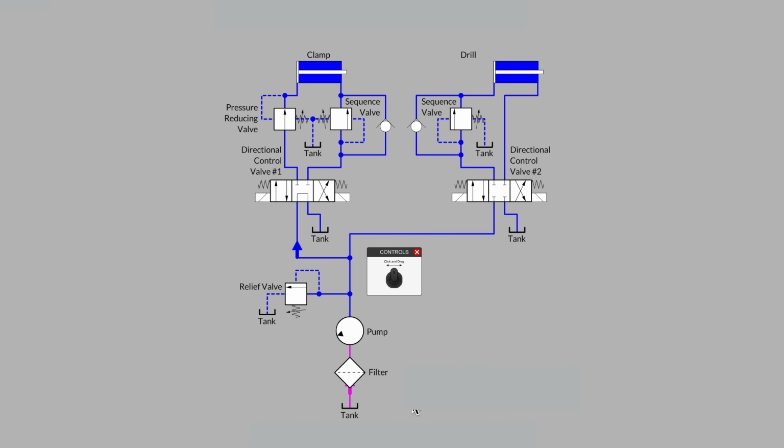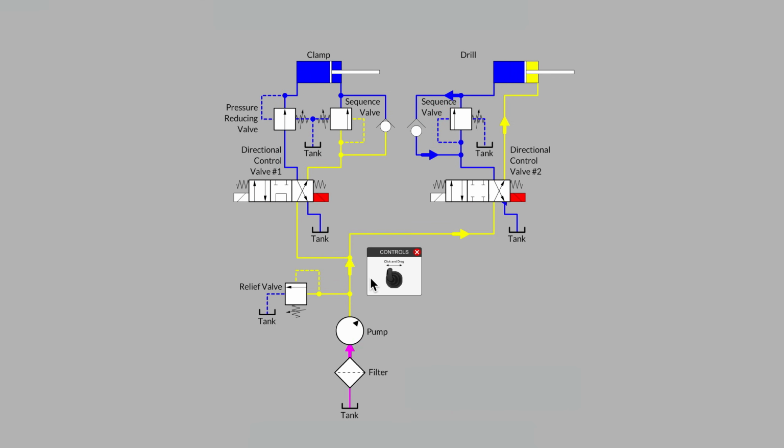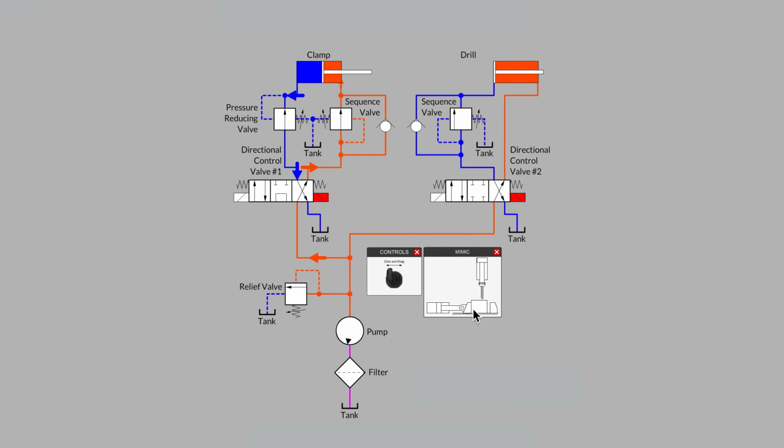Let's bring up our controls and let's take the circuit through its paces and watch what happens. Notice that while both directional valves have been activated for P to A flow, only the clamp cylinder is currently moving. And only when the clamp cylinder gets to the end of stroke does pressure build and allow the drill cylinder to extend. Now perhaps that's going to be a lot easier to understand if we bring up a feature that we call the mimic. So the mimic shows our two cylinders. There's our drill currently retracting. And here comes our clamp retracting back to the start position.